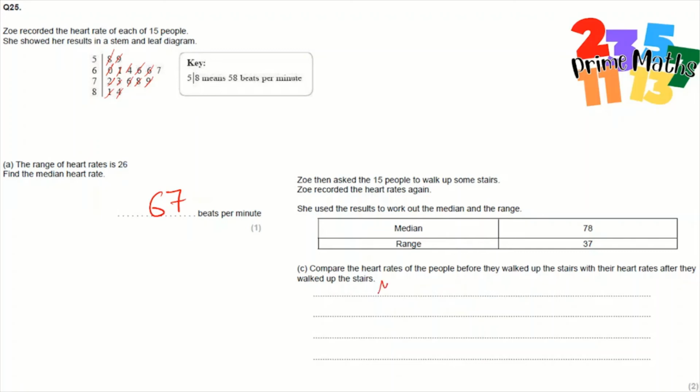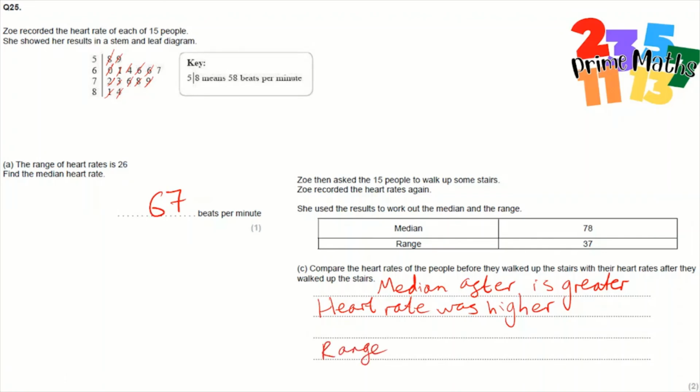So we can say that the median after is greater, which means the heart rate was higher. We can also compare the spread of the data. So we know the range beforehand was 26 and the range after was 37. So the range after is higher or greater. This means that the heart rates were more spread out.